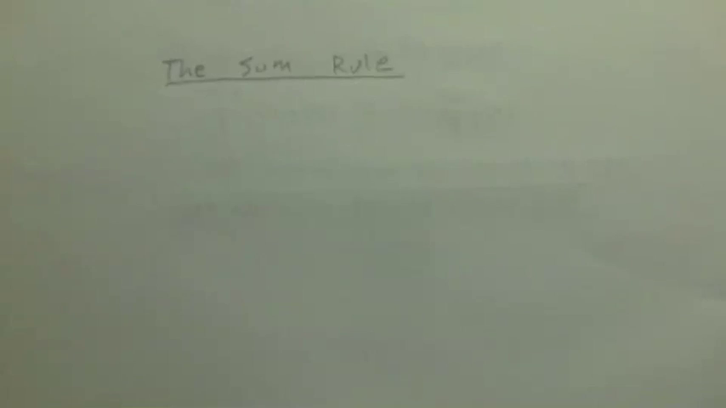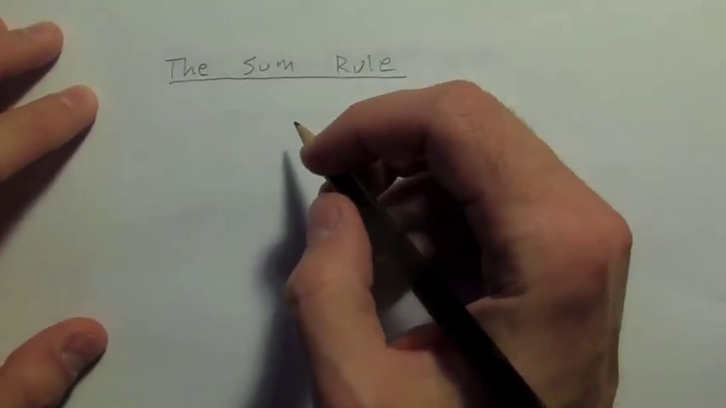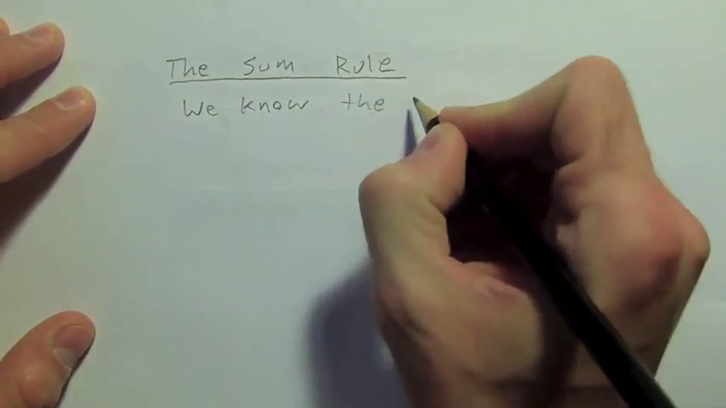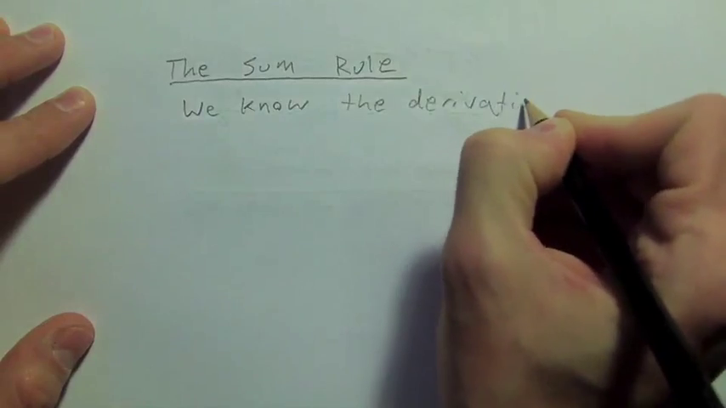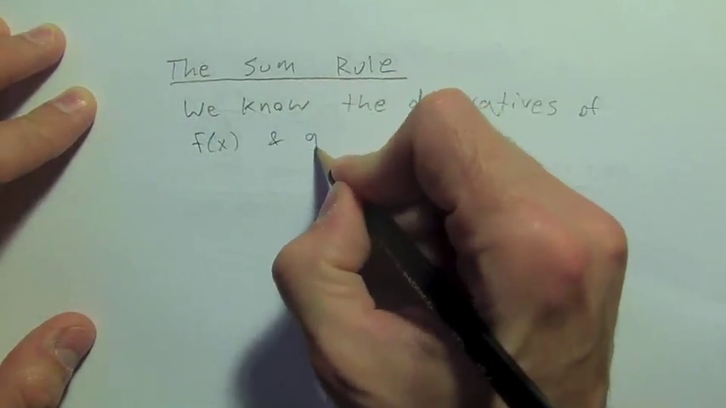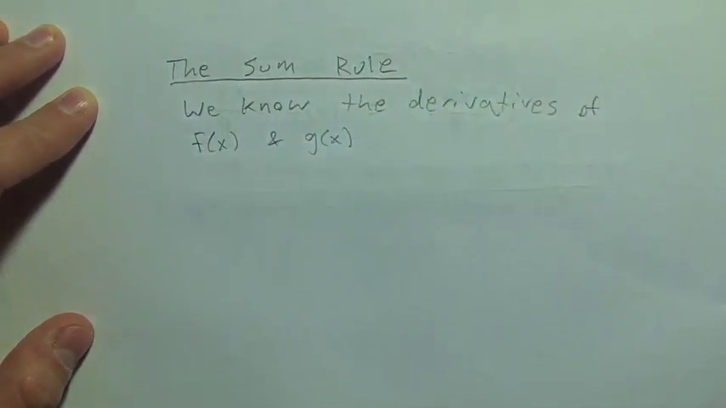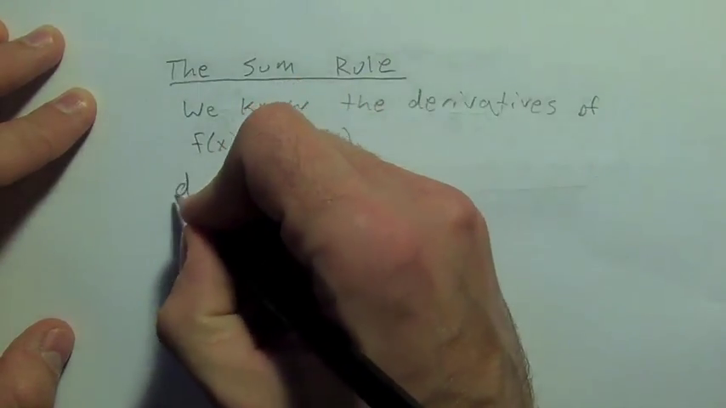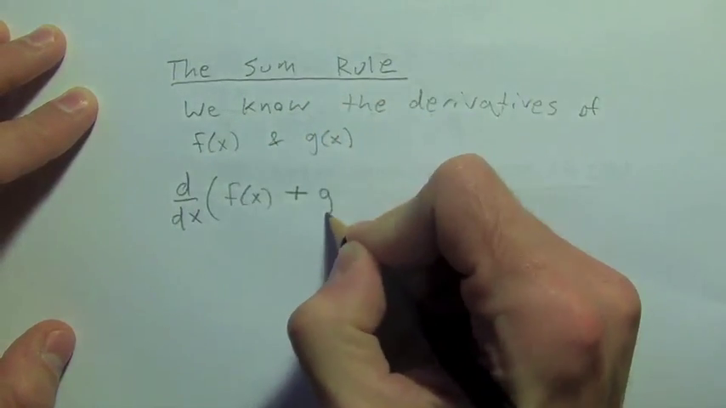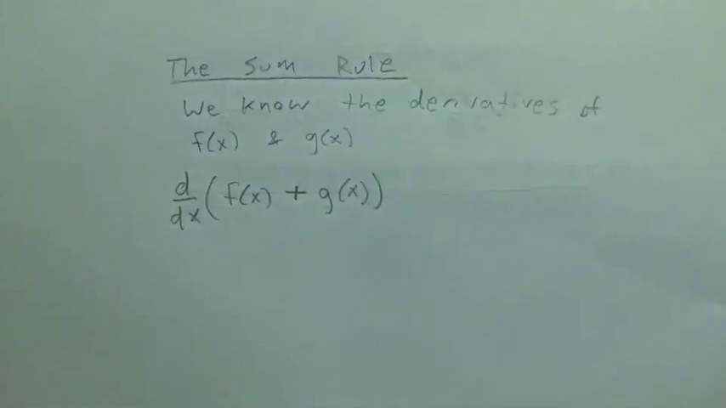All right, the next rule we need to start calculating more limits, or excuse me, more derivatives, is the sum rule. So let's say we know the derivatives of f of x and g of x. Right, we know both f prime and g prime, and I want the derivative with respect to x of f of x plus g of x. This will also work for minus g of x if you want. You can just think of g as being some negative function.